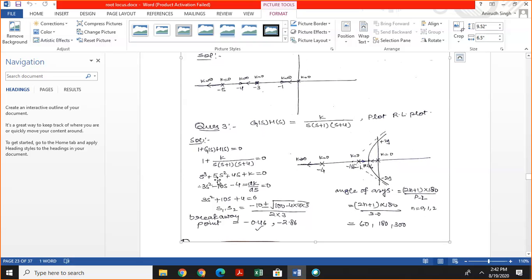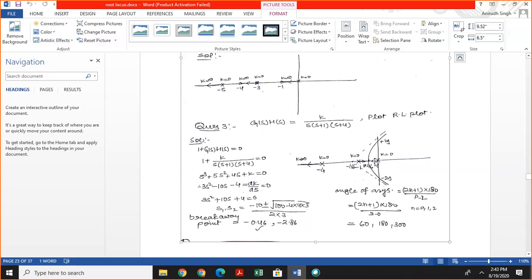First we calculate the characteristic equation. The characteristic equation is this. Then differentiate this equation with respect to s and calculate the roots of this equation. The roots of this equation are minus 0.46 and minus 2.86.